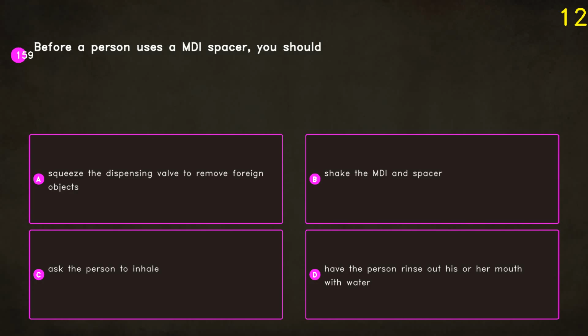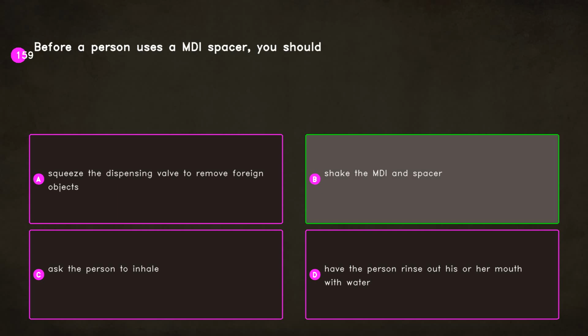Question 159. Before a person uses an MDI spacer, you should A. Squeeze the dispensing valve to remove foreign objects B. Shake the MDI and spacer C. Ask the person to inhale D. Have the person rinse out his or her mouth with water. The correct answer is shake the MDI and spacer.